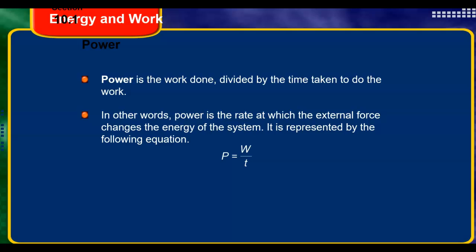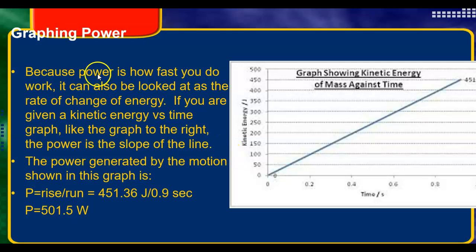The unit for power is the watt, W-A-T-T. So in your light bulbs that have 30, 60, 90 watt ratings, that's how fast energy changes. Because power is how fast you do work, it's also looked at as the rate of change of energy.